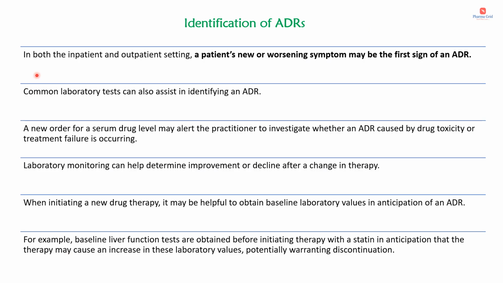How to identify an ADR? In both the inpatient and outpatient setting, a patient's new or worsening symptom may be the first sign of an adverse drug reaction. Common laboratory tests can also assist in identifying an ADR. A new order for a serum drug level may alert the practitioner to investigate whether an ADR caused by drug toxicity or treatment failure is occurring.